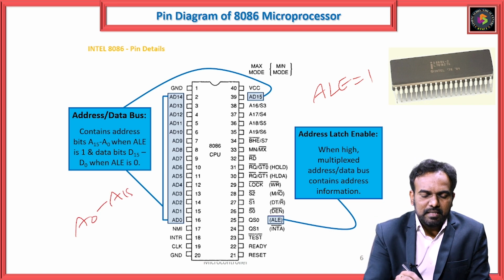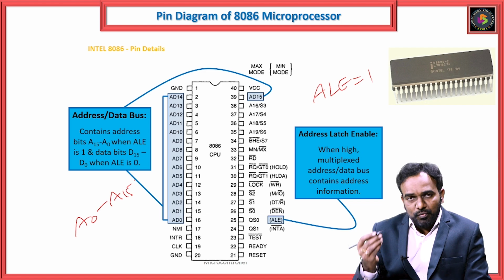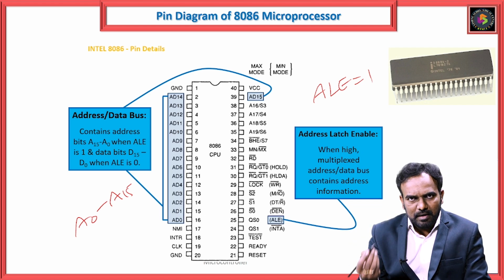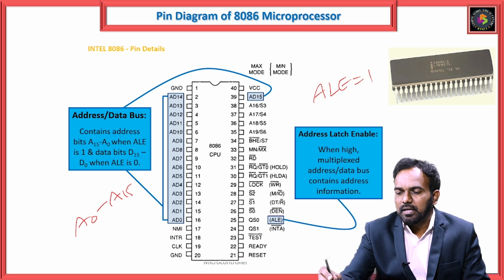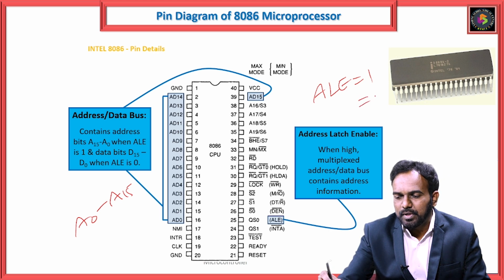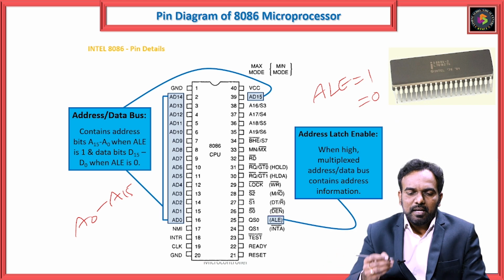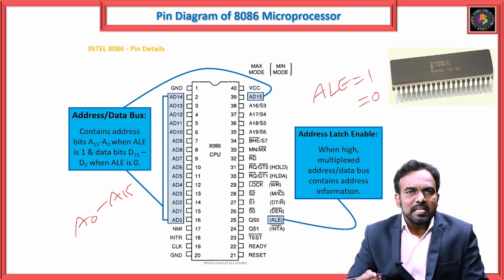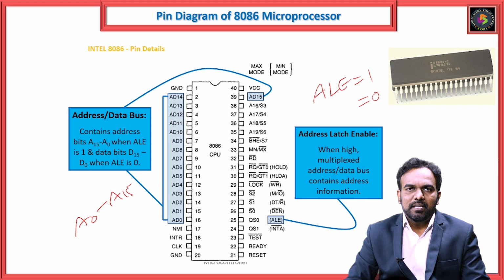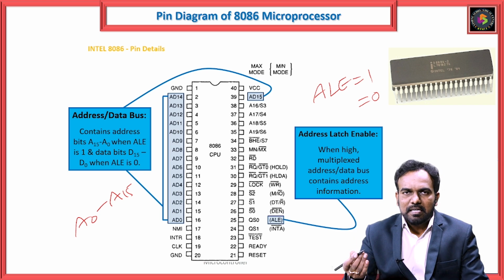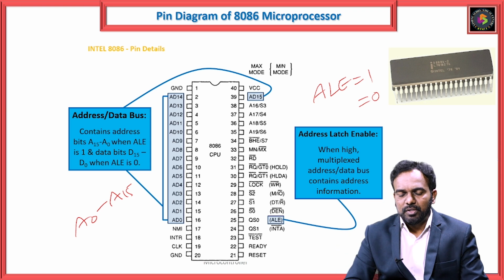A0 to A15 address lines. Suppose you want to use AD0 to AD15 for data operations, then the ALE pin must be in the mode 0. We have to keep ALE equal to 0. Then AD0 to AD15 act as the data lines. In that way, by using the address latch enable pin, we use these multiplexed address and data lines for address operation and for data operation.